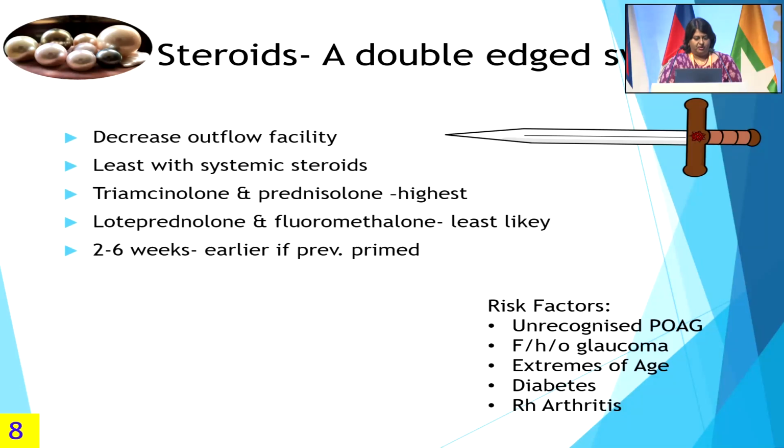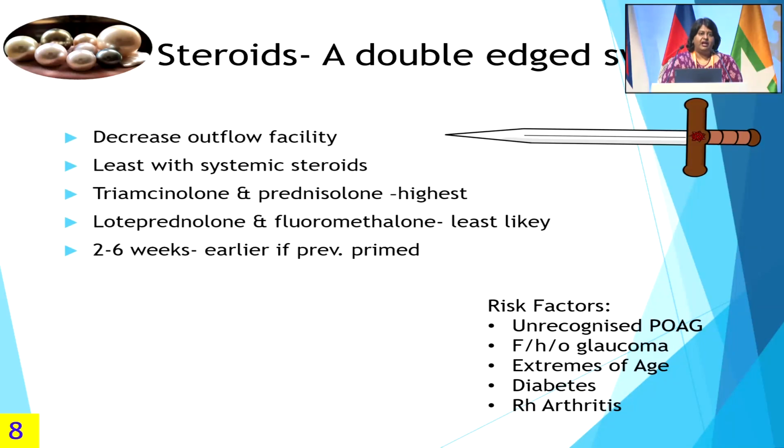Coming to the steroids, steroids are known to be a double-edged sword. They need to be given for the inflammation to be controlled, but many patients are steroid responders. So they decrease the outflow facility. It's least with systemic steroids, most with topical and periocular steroids. Triamcinolone and prednisolone have the highest steroid response. Loteprednisolone and fluorometholone are least likely, usually 2 to 6 weeks after starting.